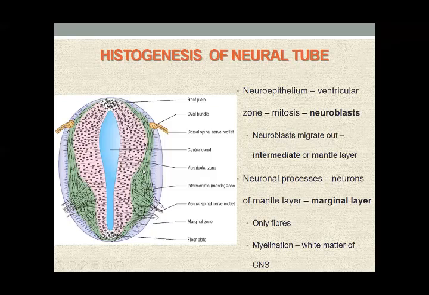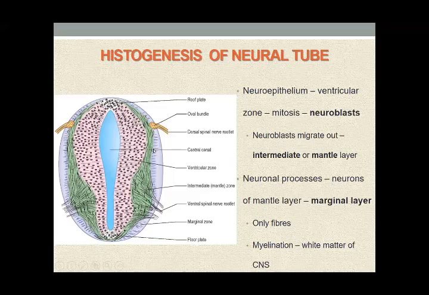Now these neurons have moved out into the mantle layer. Obviously, since they are neurons, they have processes. These processes are directed in this direction. Neurons are lying over here, and their processes are directed outwards. So all these processes make up a third layer, which is called the marginal layer because it is close to the margin, the outermost layer.